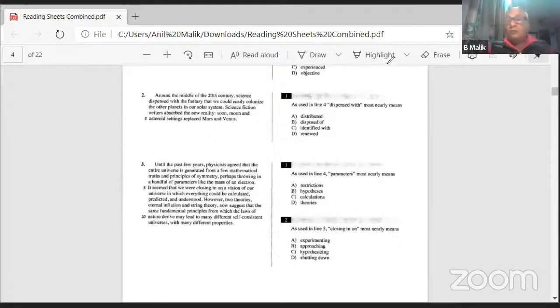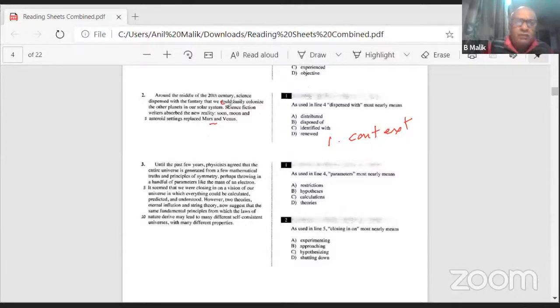As used in line 4, dispensed with most nearly means. So what's my first step? My first step is I read for context, right? I read to try and understand, in the context of the sentence or the paragraph, what this word tries to tell you. So I read. Around the middle of the 20th century, science dispensed with the fantasy that we could easily colonize the other planets in our solar system.